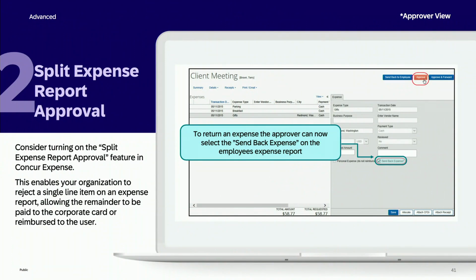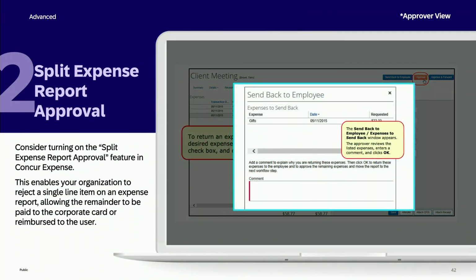Now, why enable it? As you can see here, the approver is able to add a reason for why the employee's expense report is being sent back. Also, it's easier for approvers because when the employee resubmits the expense report, they only have to look at the rejected expense line item. So it's not duplicating work, and they're not having to review the whole expense report again.